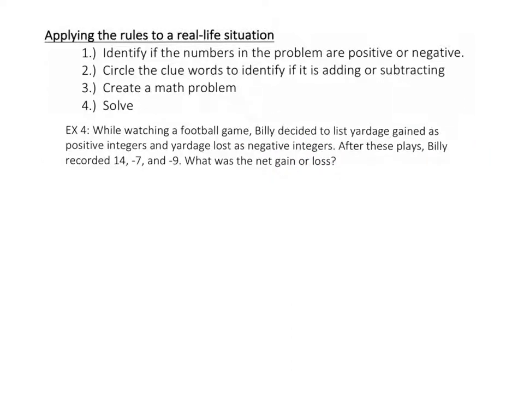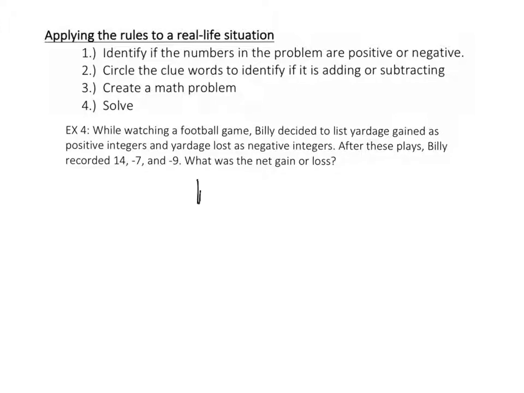Here's our last example. While watching a football game, Billy decided to list yardage gained as positive integers and yardage lost as negative integers. After these plays, Billy recorded 14, -7, and -9. What was the net gain or loss? All that means is how far did he go from his original spot. Now, I like to draw pictures sometimes so I can visualize better. I'm not the best artist, so bear with me.